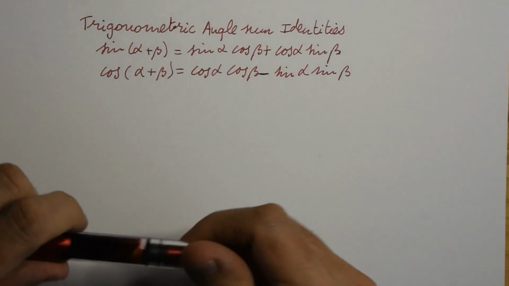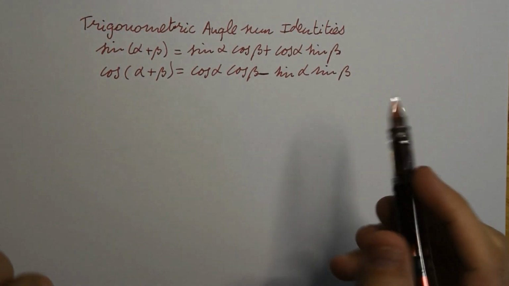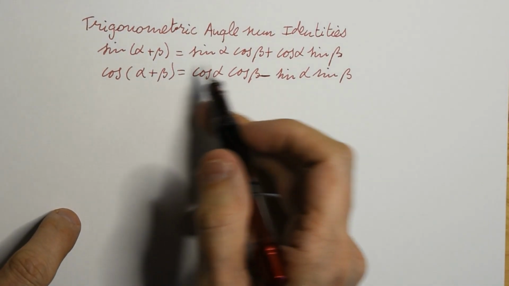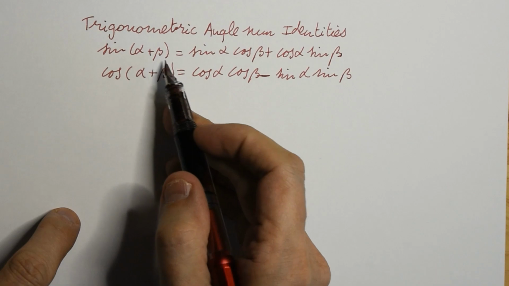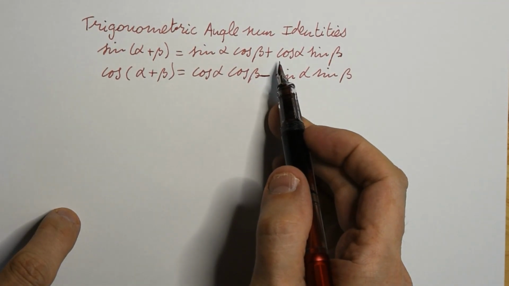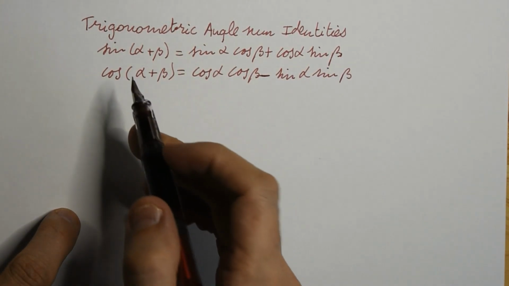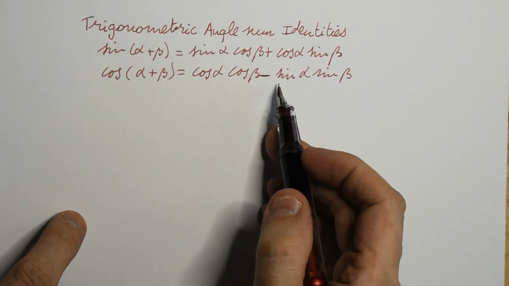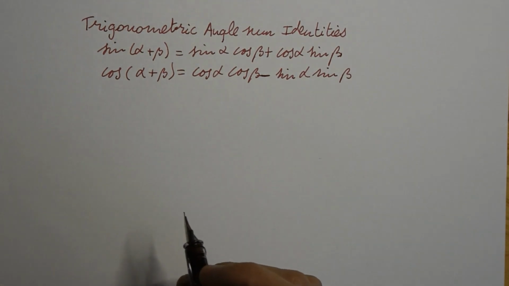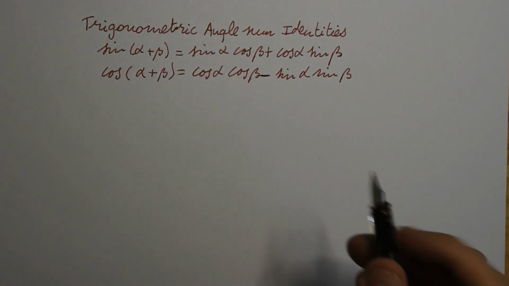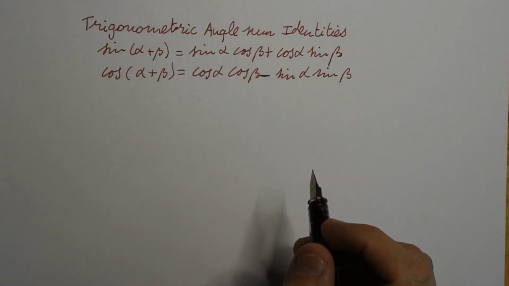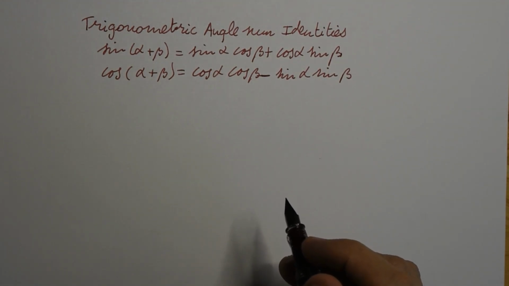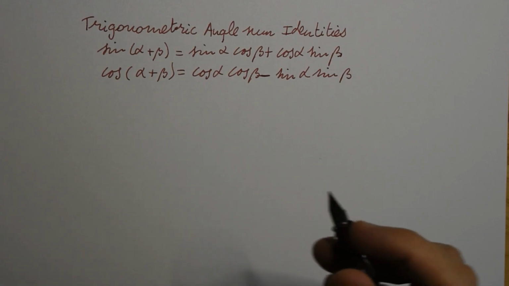Today I'm going to talk about trigonometric angle sum identities. And I wrote down the two equations I'm going to derive. Sine(alpha plus beta) equals sine alpha cosine beta plus cosine alpha sine beta. And cosine(alpha plus beta) equals cosine alpha cosine beta minus sine alpha sine beta. And I'm going to show you a way to derive those in a very simple way so that you don't have to remember them. And I'm going to use Euler's formula for that.